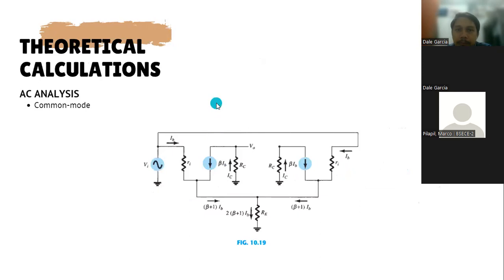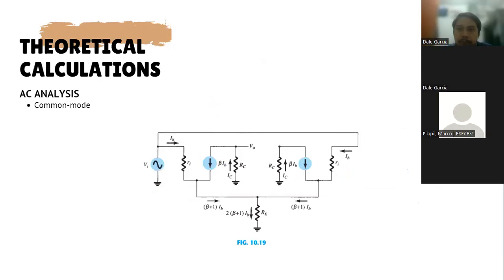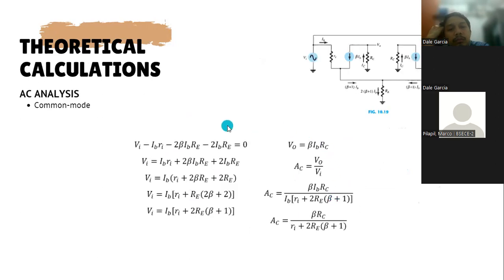The last configuration of AC analysis is the common mode configuration. As you can see, in the AC equivalent of a common mode configuration, there's once again only one input voltage source, but it's going into two ports of the input voltage. And now the solution for an AC analysis of a common mode differential amplifier.